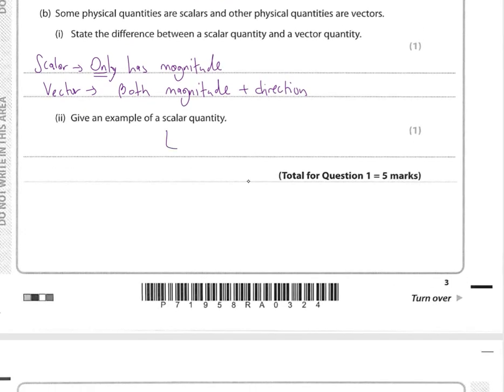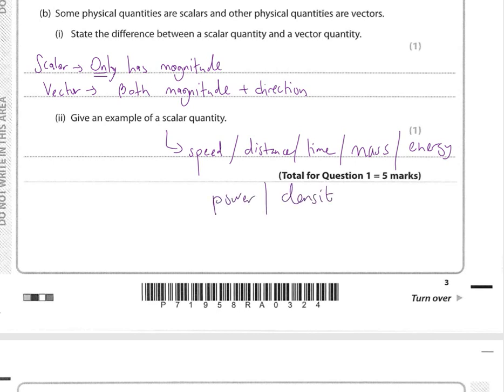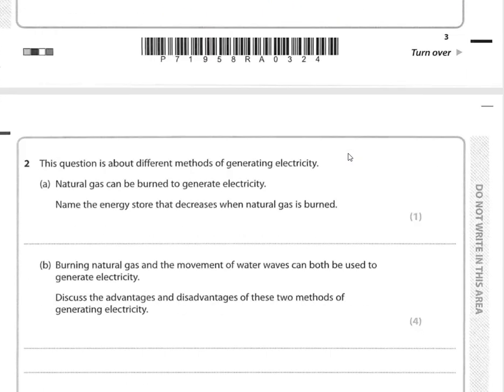Now here we need one example of a scalar. So we have speed is one. You've got distance is another one. You've got time, mass, energy, power, density. Okay, what else do we have? Temperature. Okay, so all these things, you just need to pick one.